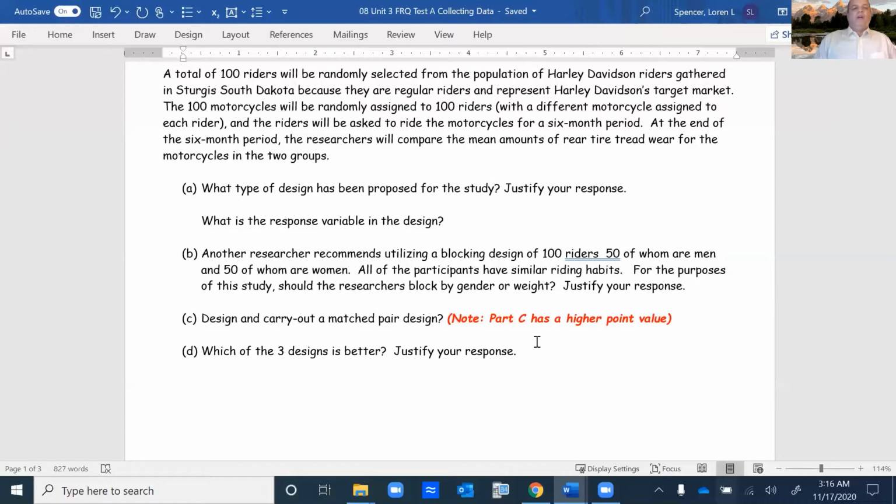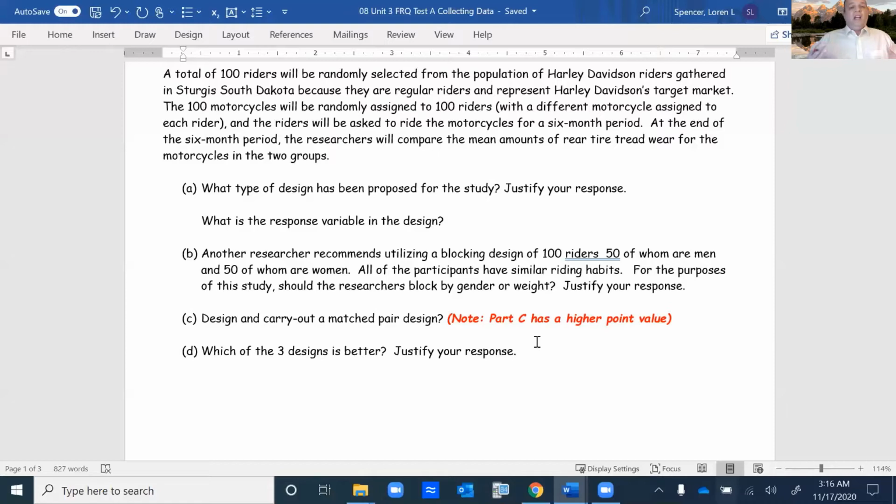In this scenario, first thing we need to do is assign to treatment groups. Well, that means I need to know what my treatment groups are. So I'm going to say that treatment group A is a treatment group that has the synthetic tire on the front and the standard compound in the back. Treatment group B has the standard compound in the front and the synthetic in the back. Now I need to assign my 100 riders.